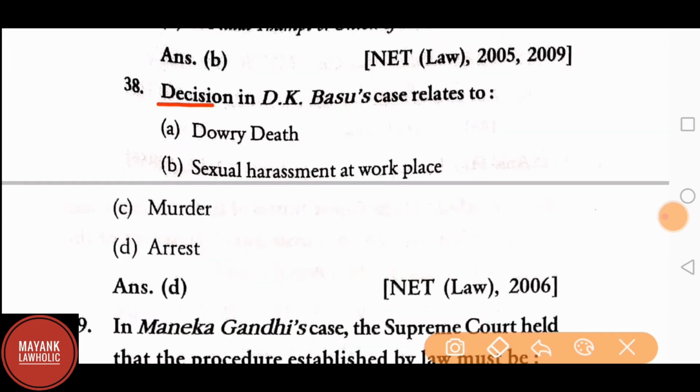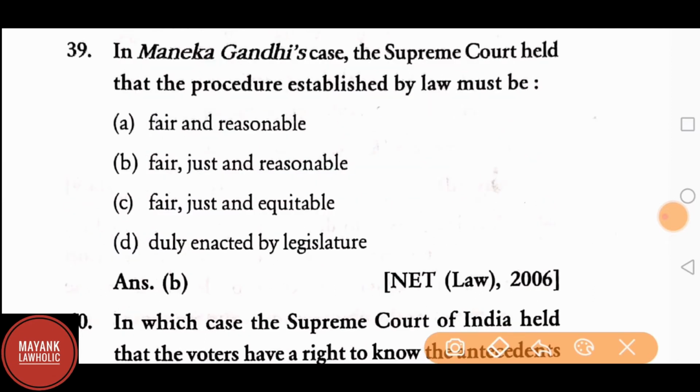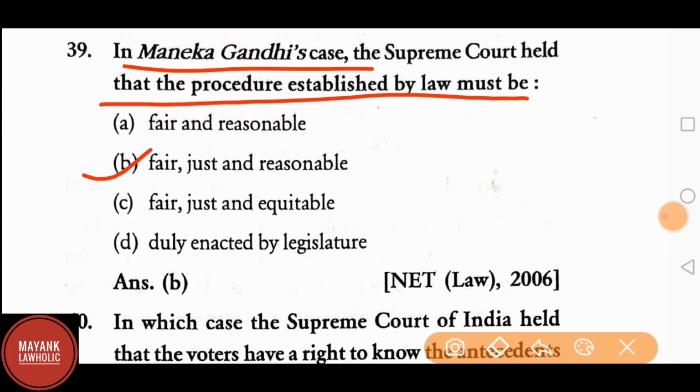Question number 38. Decision in D.K. Basu's case relates to D. Arrest. Question number 39. In Maneka Gandhi's case, the Supreme Court held that the procedure established by law must be just, fair and reasonable.